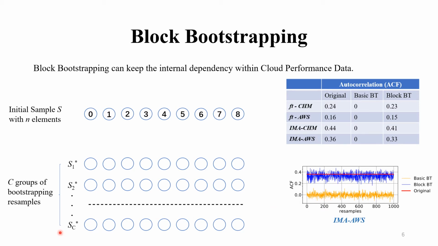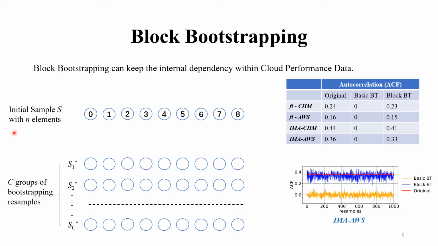On the left-hand side is an example of block bootstrapping. We first have the initial sample S with 9 elements. To simplify the demonstration, we set the block size to 3. The very first step of block bootstrapping is to connect any adjacent 3 elements into a block, which means the first block will be 0, 1, 2, and the second block will be 1, 2, 3, and the third block will be 2, 3, 4, and so on and so forth until all the blocks are constructed.